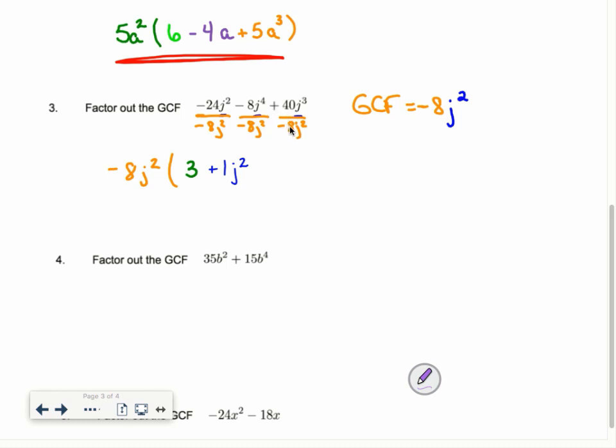Positive 40 divided by negative 8 is a negative 5. And then j cubed divided by j squared is a j, because there's 3 on top and 2 on bottom. 2 cancels out and leaves you with 1. So this is your factoring out a GCF of that trinomial. Notice it's a negative leading, so you take the negative out here. If there's a negative here at the beginning, there should be a negative here.